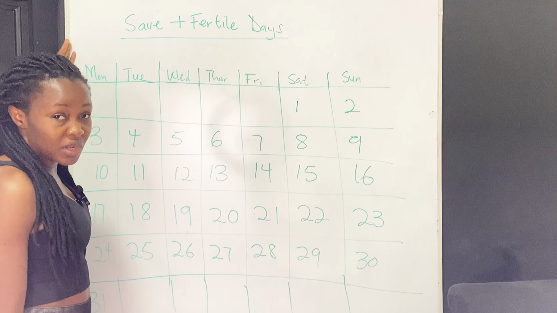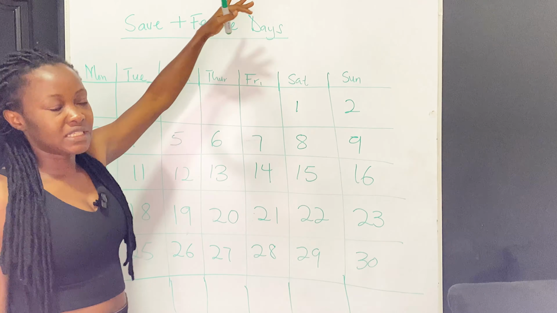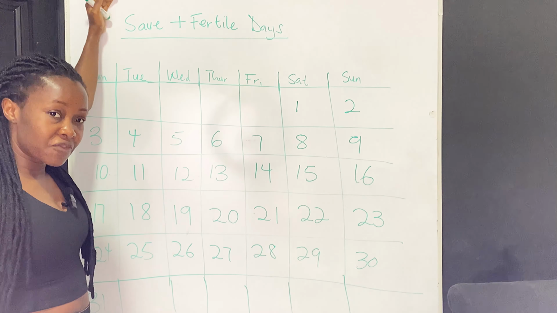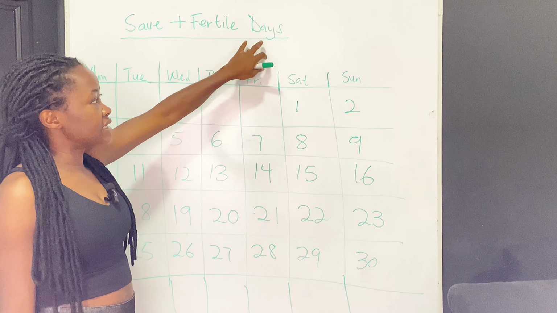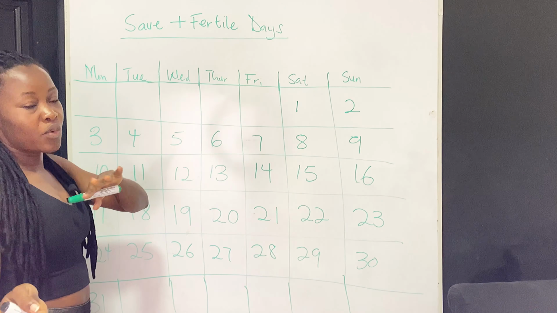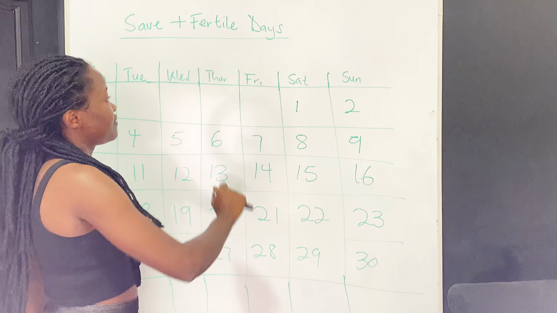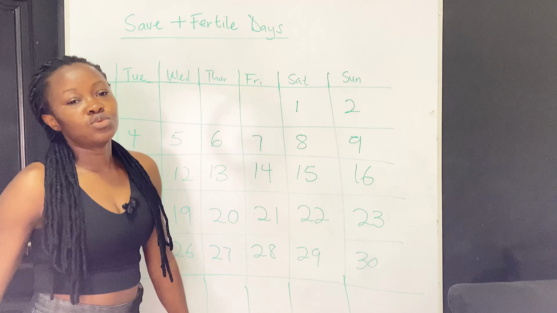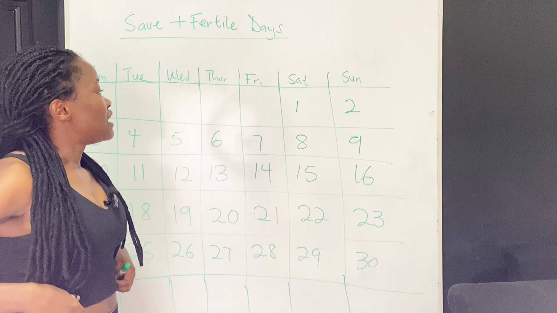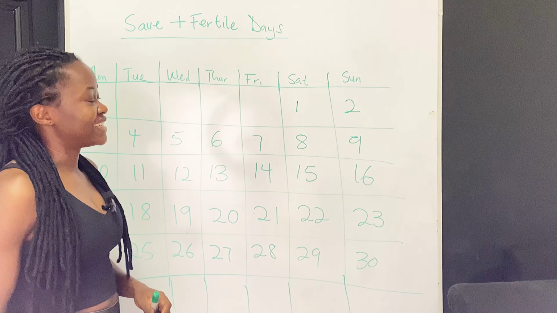Today we are back to the board and we are going to calculate the safe days and the fertile days, the days she's safe from pregnancy, and the fertile days, which are the days she can easily get pregnant. So it works two ways. If you are trying to stay away from pregnancy, you get to know the safe days, and if you are trying to get pregnant, you know how to calculate the fertile days and the days you are supposed to do the do so that you get pregnant.